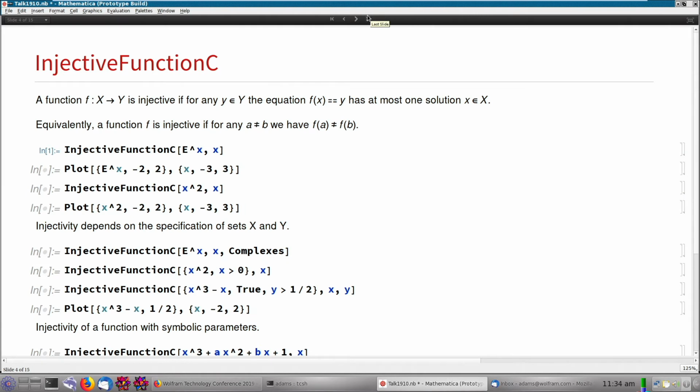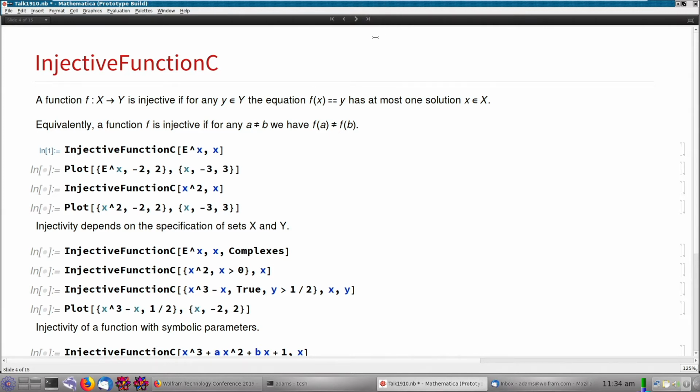So the first new function, InjectiveFunctionC. A function that goes from X to Y is injective if for any y in Y, the equation f of x equals y has at most one solution x in X. Equivalently, the function is injective if for any two different points, the values are different.